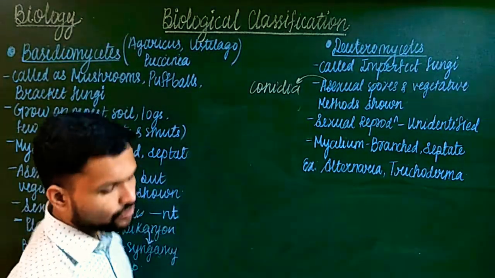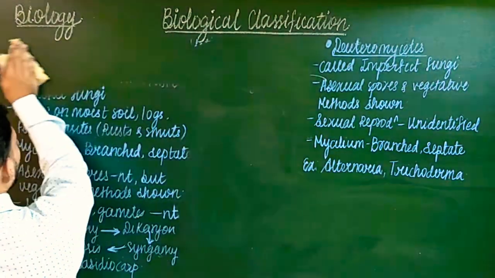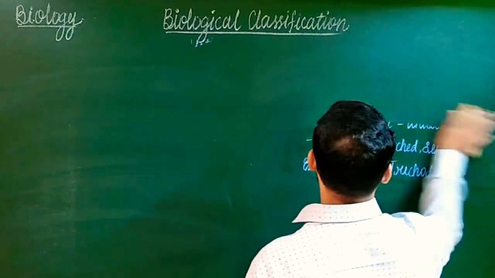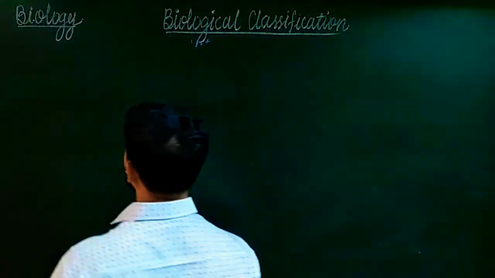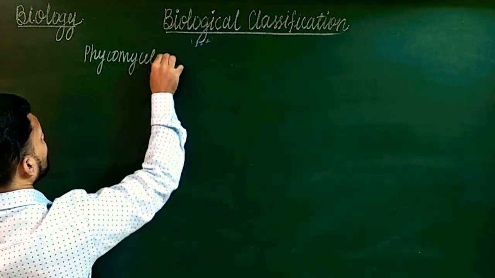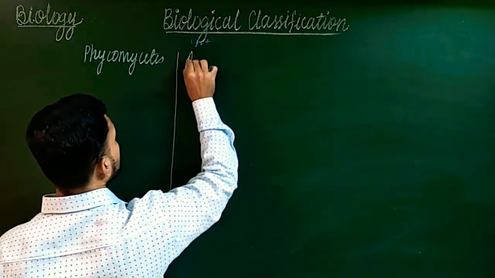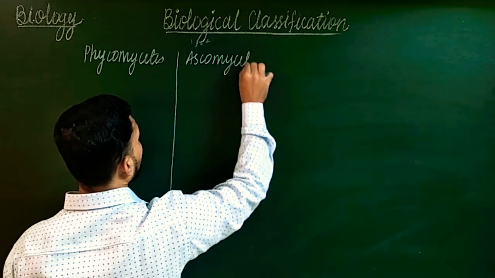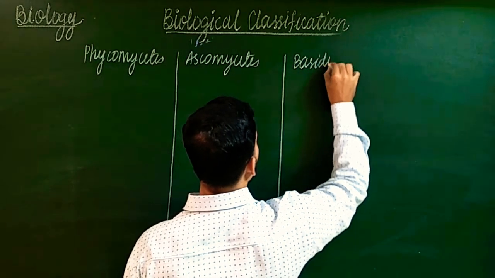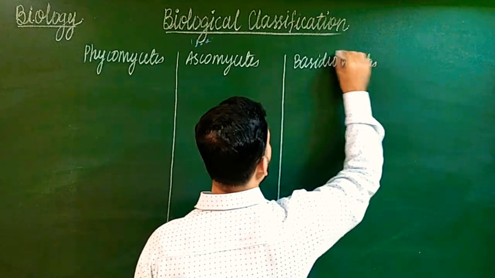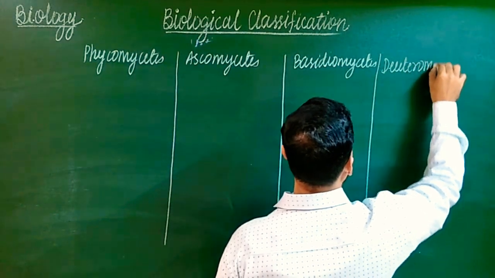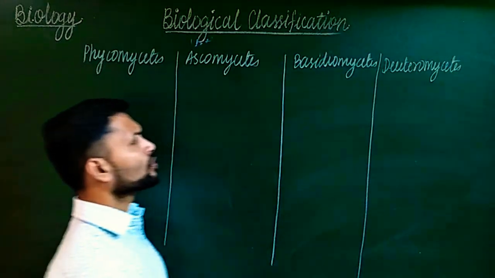So as I told you in the last video, we'll just see the comparative differences, or you can say some points of all the 4 categories of funguses. Let's see. So we'll see Phycomycetes, then we have Ascomycetes, then we have Basidiomycetes, and the last but not the least is Deuteromycetes. Okay, so we'll just compare them first.